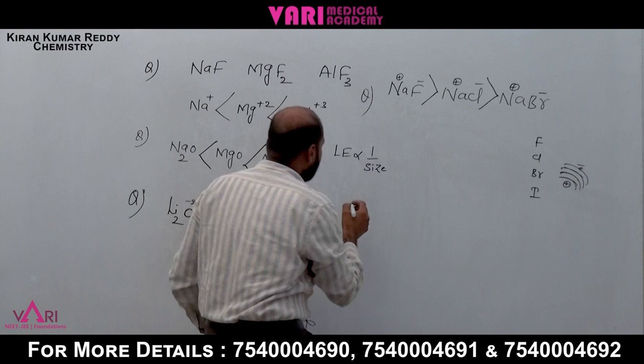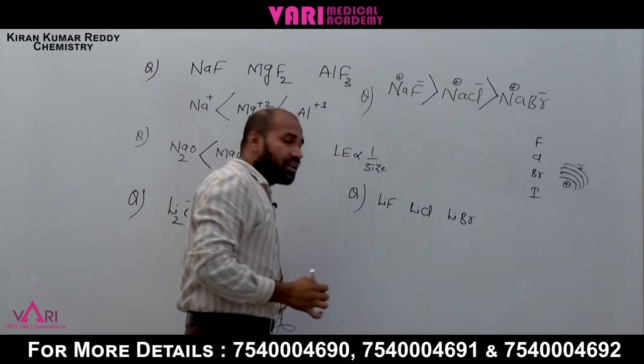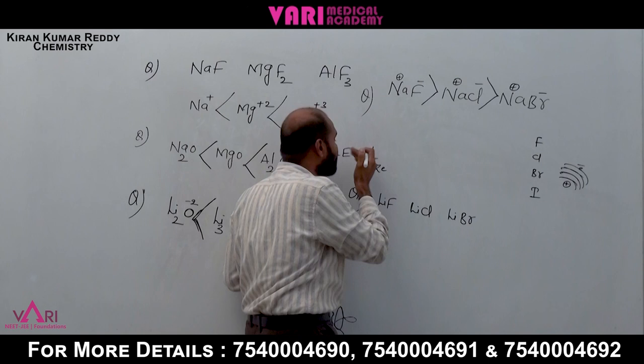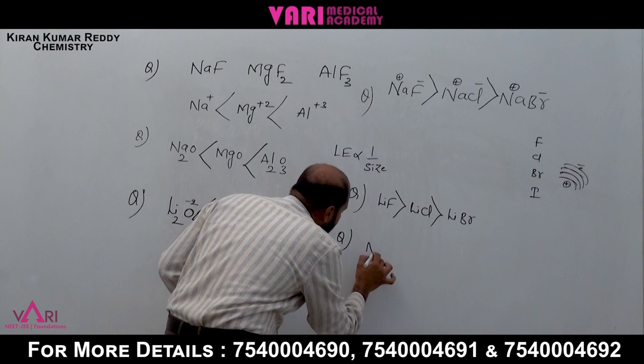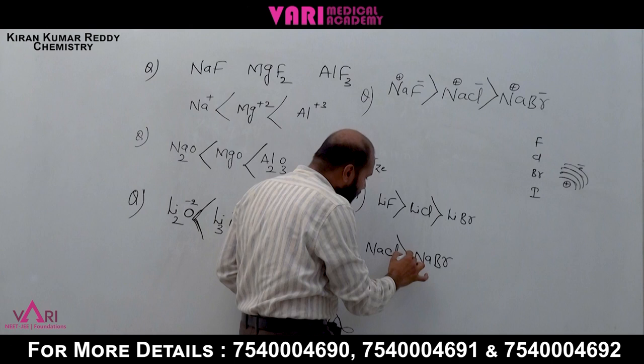We can take another question: LiF, next LiCl, LiBr. Which one has more lattice energy? In this also, fluorine is the smaller size. Small size means more lattice energy. Big size, size increases means lattice energy decreases. That's why LiF, LiCl, LiBr. If you take another example, NaCl and NaBr, which one has more lattice energy? More lattice energy means chlorine, NaCl only. NaCl has more lattice energy.